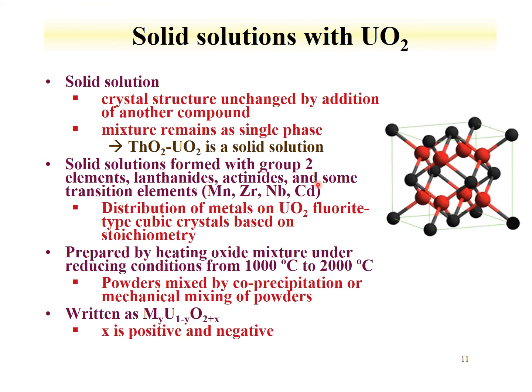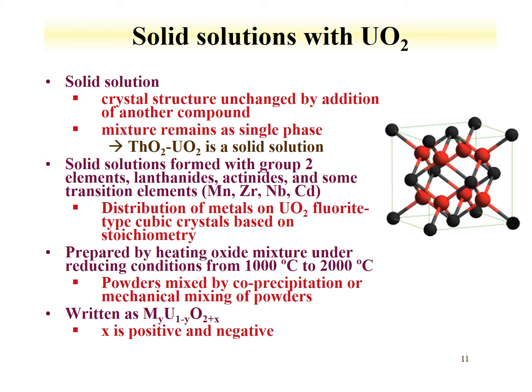Solid solutions are formed with UO2 with group 2 elements, lanthanides, actinides, and some transition elements. The degree to which they form these solid solutions varies. For instance, if you put enough lanthanide into the uranium dioxide, you'll form separate phases. The degree of a solid solution is based upon how similar the crystal structure is to UO2. That's why thorium and uranium dioxides, where the ionic radii and structures are similar, form very good solid solutions.